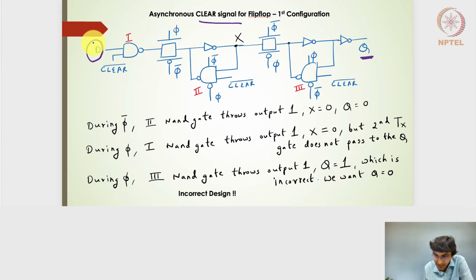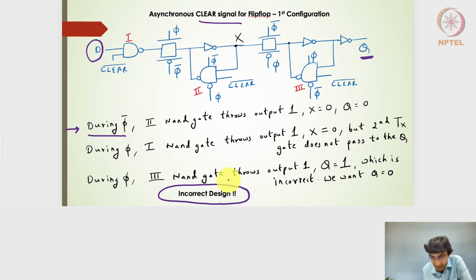Right, so let's say that I've written 3 conditions here. Let's look at them one by one. So during the clock being low, let's say this is the design I have, and just a disclaimer here that it is an incorrect design. I have added the clocked 2-input NAND gate here.